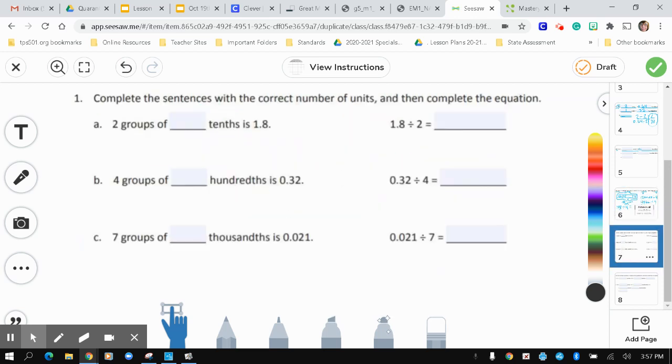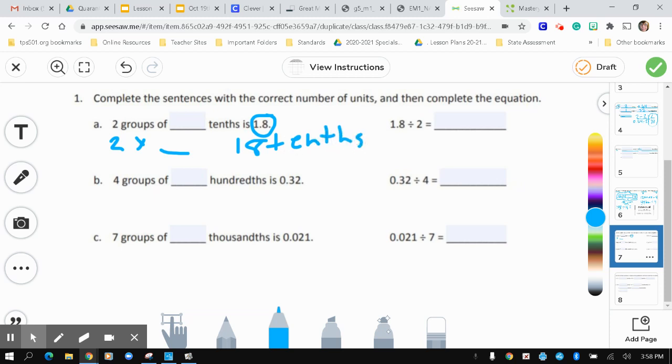All right, so now we get to the exit ticket part. So this is just like we did on problem number 1. So you're looking at groups of, so remember when you see groups of, that would be 2 times blank tenths equals 1 and 8 tenths. So we just took that and we smushed it into 18 tenths, and then we solved, and then we wrote it over here as a decimal. So you're going to do that for those 3.